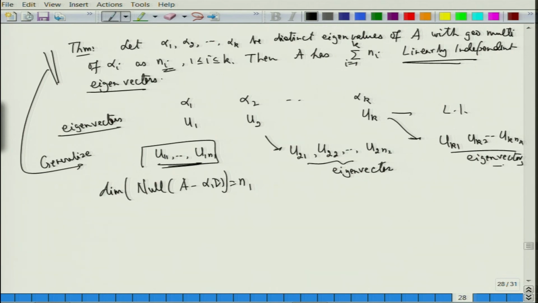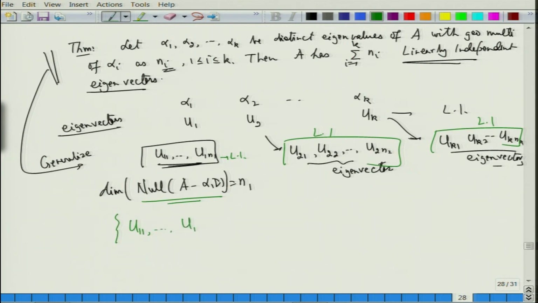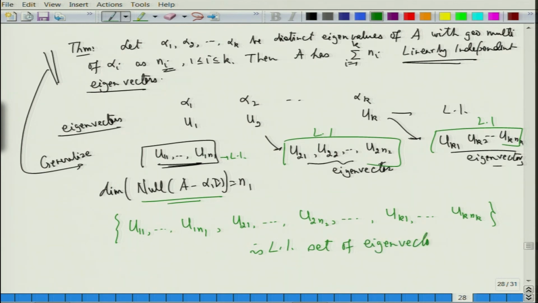So, what we know is that since the dimension is n1, these are linearly independent. Here the dimension is n2, so these are linearly independent. Similarly, these are linearly independent. All right, fine. What we are claiming here is that if I look at the set u11 till u1n1, u21 till u2n2, so on till uk1 till uknk, then this is a linearly independent set of eigenvectors. This is what we are claiming.